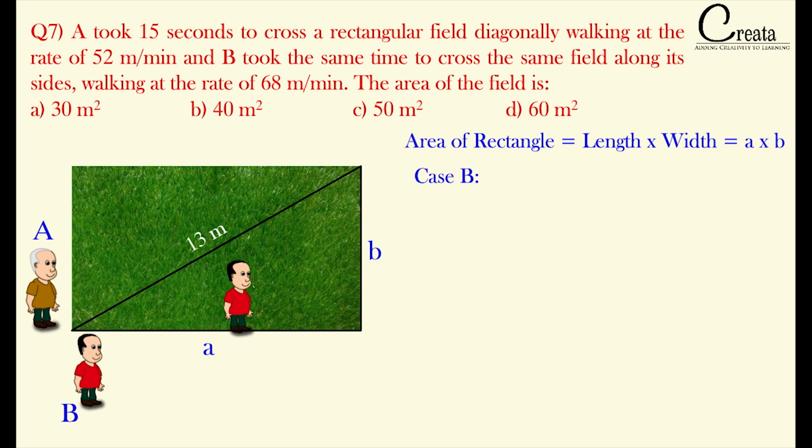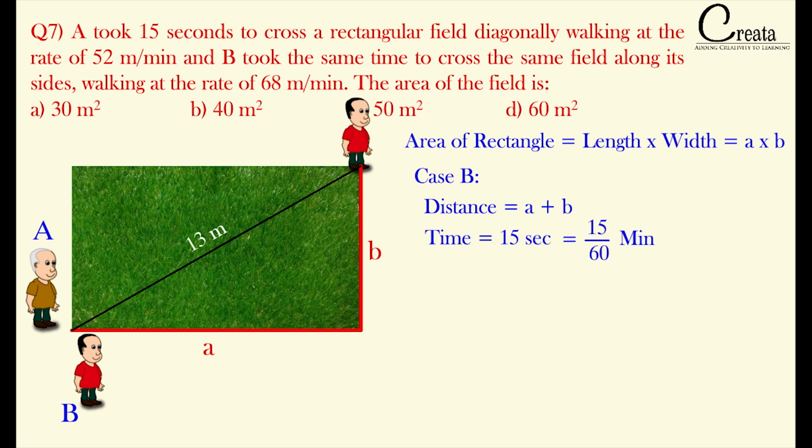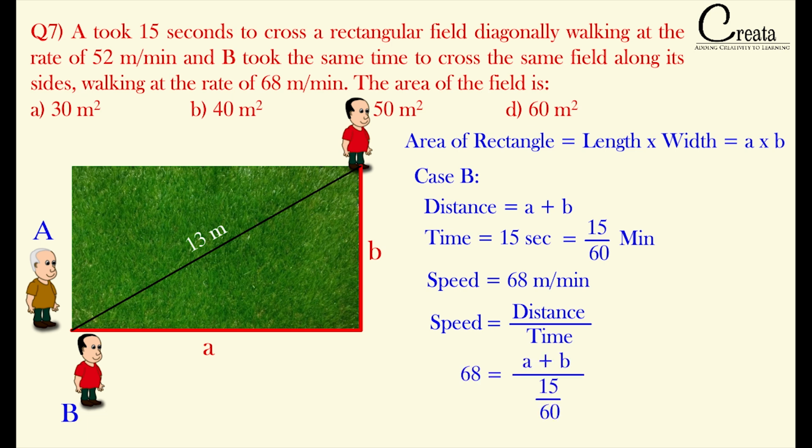B is taking this path, that is the path along the sides of the rectangle. Here this distance is equal to a plus b. This is a and this is b. So we got this total distance as a plus b. And B is taking the same time, that is 15 seconds. And the speed of B is given as 68 meters per minute. So again we will use the same formula, that is speed is equal to distance upon time. Let's put the value. On solving, we got a plus b is equal to 17 meters. We got a plus b, that is this total distance, is equal to 17 meters.